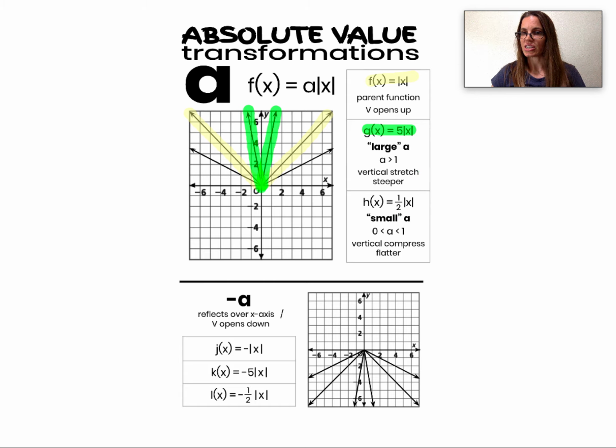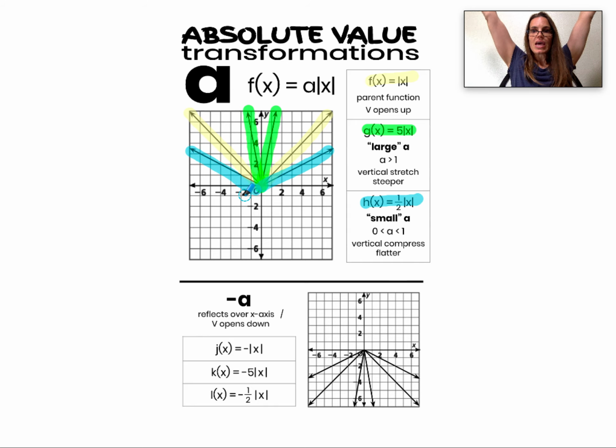Let's look at a second transformation, h of x. h of x equals 1/2 the absolute value of x. This is what we would call a small, fraction a, an a between 0 and 1. Now for any x value, I took my output, my y, and I multiplied it by 1/2. For x is 1, instead of having an output of 1, I have an output of 1/2. For x is 2, instead of having a y value of 2, I have a y value of 1. That means that this is my transformed graph.